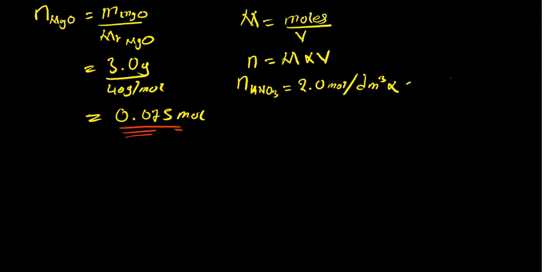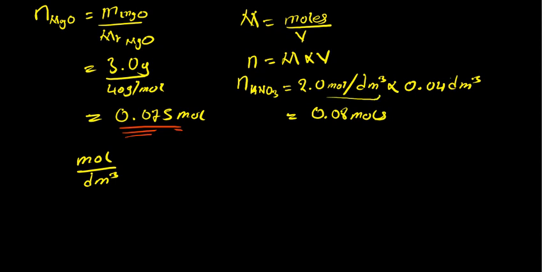So we have our 0.04 decimeter cubed. What we have right here is 0.04 multiplied by 2. What we get is 0.080 moles. How does this moles unit come about? We have our concentration in mole divided by decimeter cubed. This one right here is just a slash, meaning over.